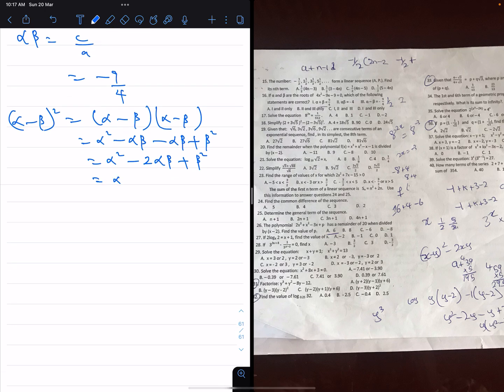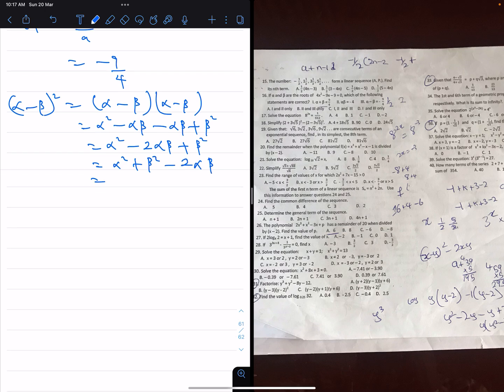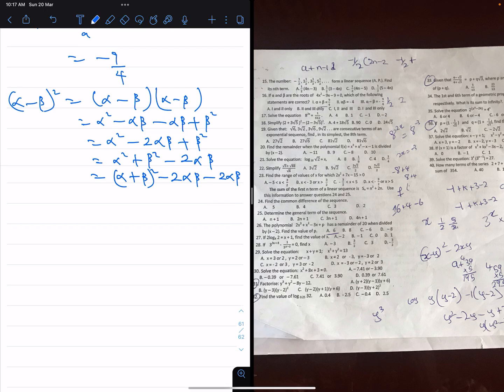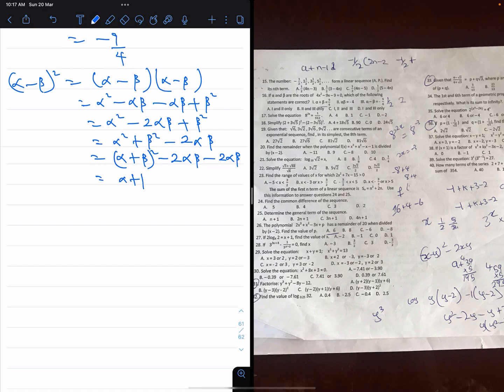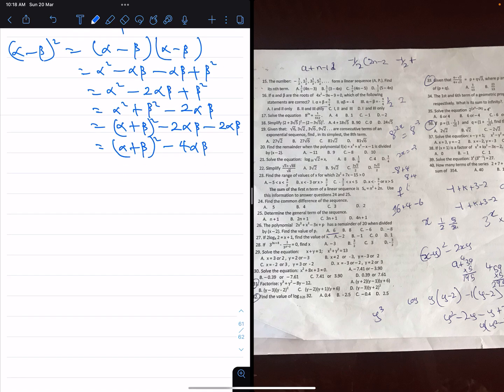And I already know the definition for alpha squared plus beta squared. Can you tell me what it is? What's alpha squared plus beta squared? Alpha plus beta all squared, minus 2 alpha beta. And then this minus 2 alpha beta. Do you understand? Are you sure? So that's alpha plus beta all squared minus 4 alpha beta. Beautiful. So what is alpha minus beta?